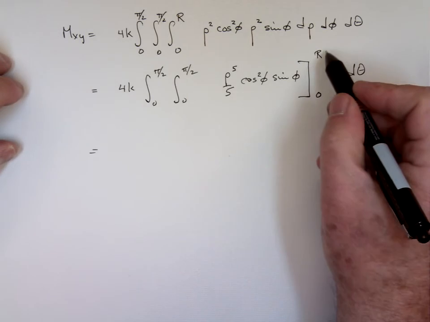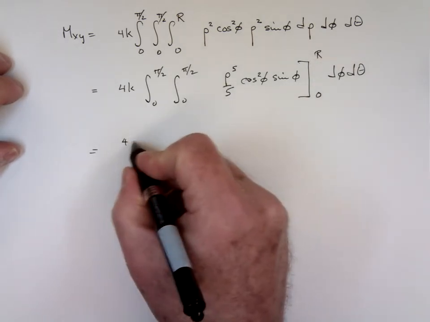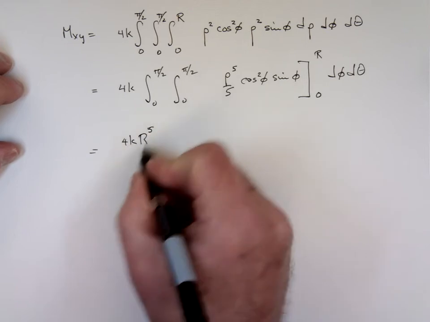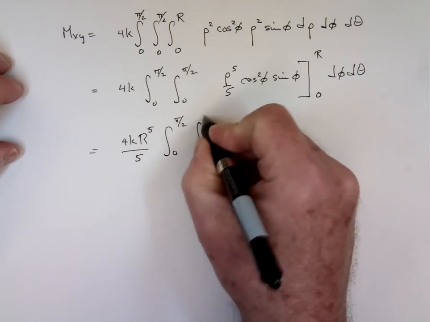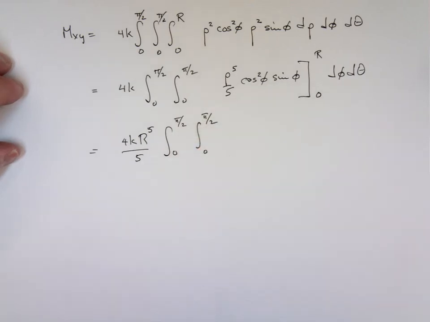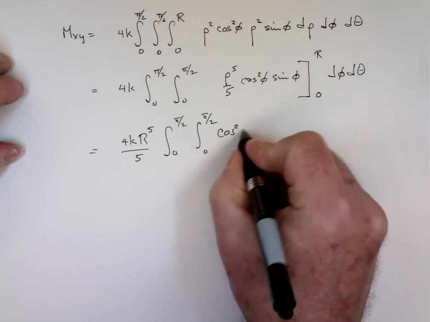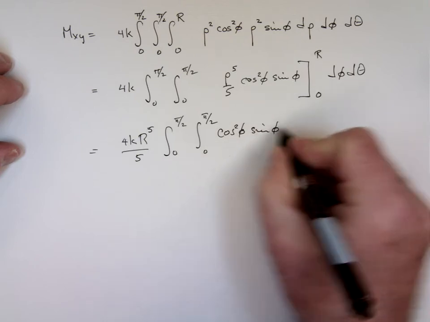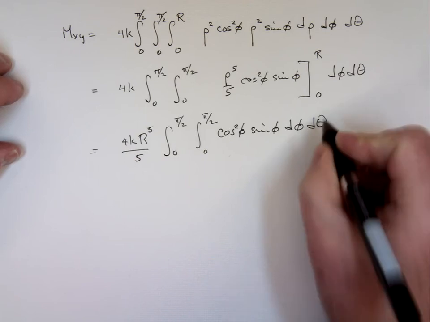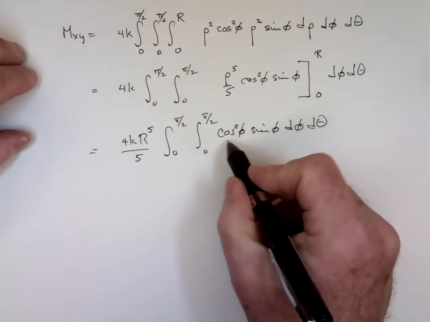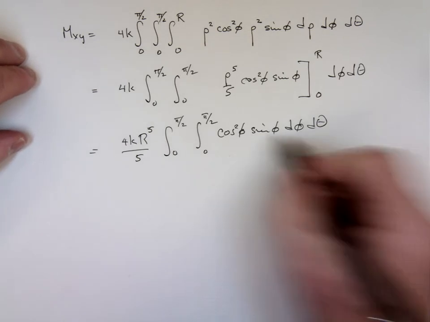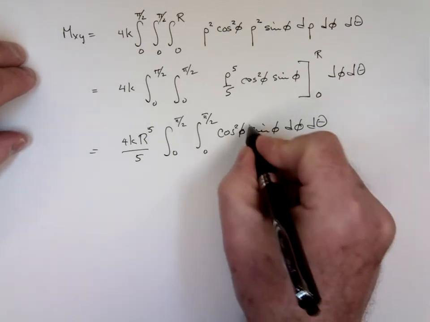All right, substitute in R. We're going to get 4k R to the 5th over 5 times the double integral, and we got cosine squared phi sine phi d theta. Okay, now, what are we going to do this time? Cosine. Let u equal cosine. The du has a negative sign, though, so you've got to be careful. You've got to multiply by negative here and negative here.